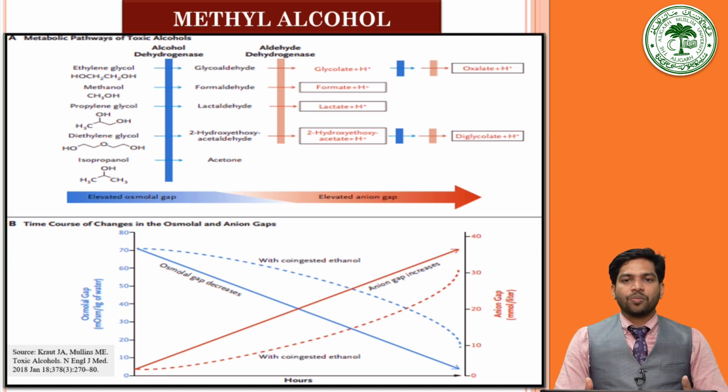As the metabolism proceeds, the osmolar gap declines with the formation of ionized metabolites. Conversely, serum anion gap is lowest before the alcohol is metabolized and increases with the formation of the ionized metabolites. In this way, high anion gap metabolic acidosis is presented in case of methanol poisoning.